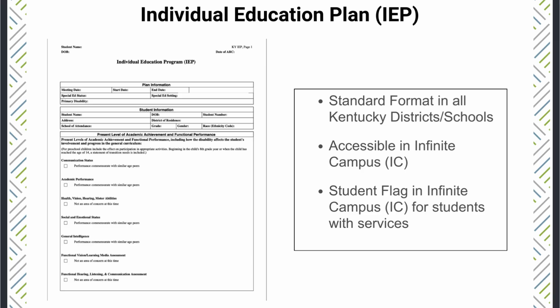The IEP outlines the student's present levels of performance, it sets annual measurable goals, and it details the specialized instruction, services, and supports the students will receive. You are legally responsible for implementing the parts of the IEP that fall within your classroom.